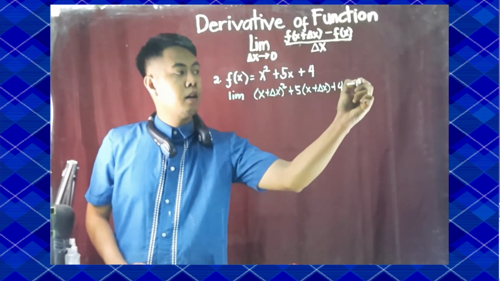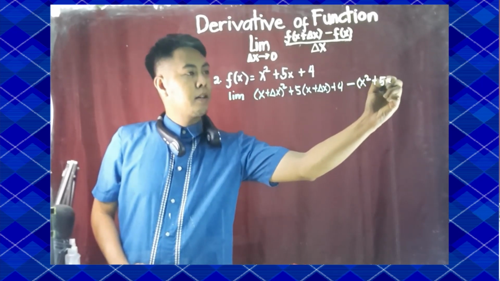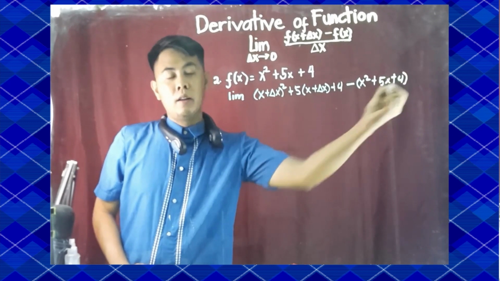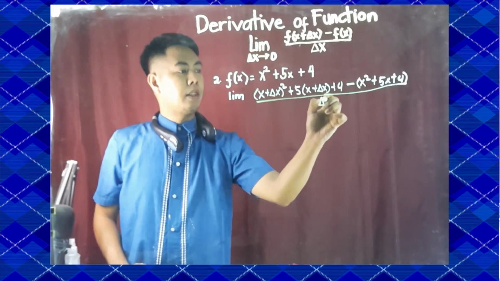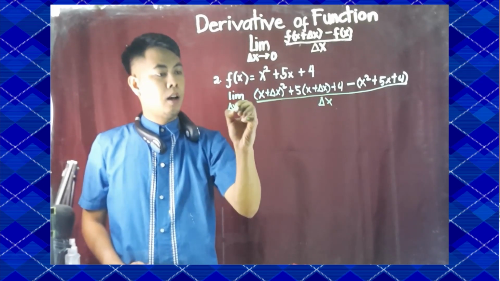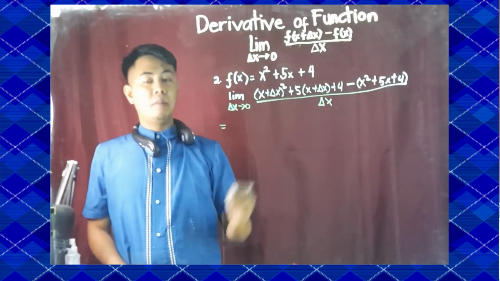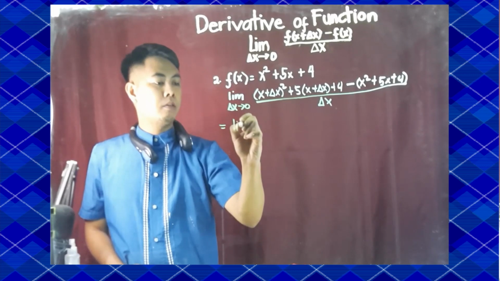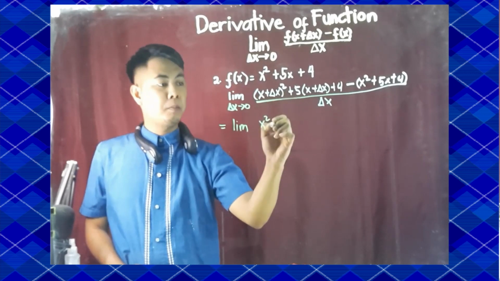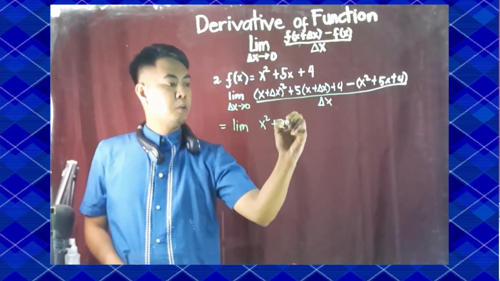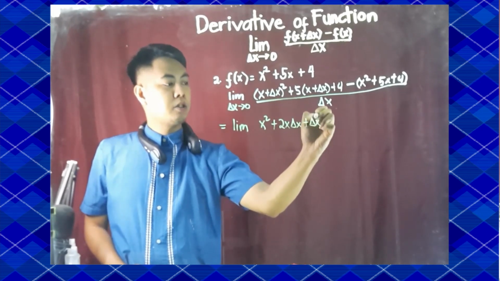So we need to subtract the function. So we have x squared plus 5x plus 4. Okay? And then all over delta x, where delta x approaches 0. Okay? Then let's simplify. So the limit will become, this is x squared, the square of binomial, x squared plus 2x delta x plus delta x squared.